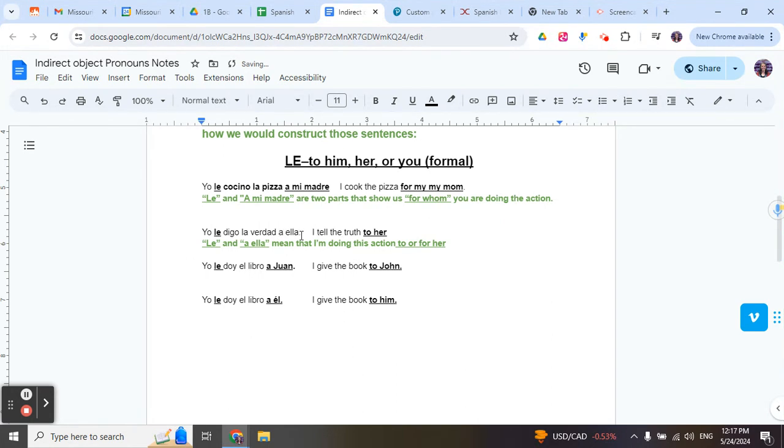Okay, yo le doy el libro a Juan. I give the book to Juan, right? So yo doy el libro, I give the book. A Juan, this is very specific, right? To a person in particular. Who did you give the book to? Yo le doy el libro a Juan. Or if I wanted to put this in the past tense to say I gave the book to Juan, I would say yo le di el libro a Juan. So if I said yo le doy or yo le di el libro a él, you wouldn't know I gave it to Juan. I would just be saying I gave it to him, a él, right?